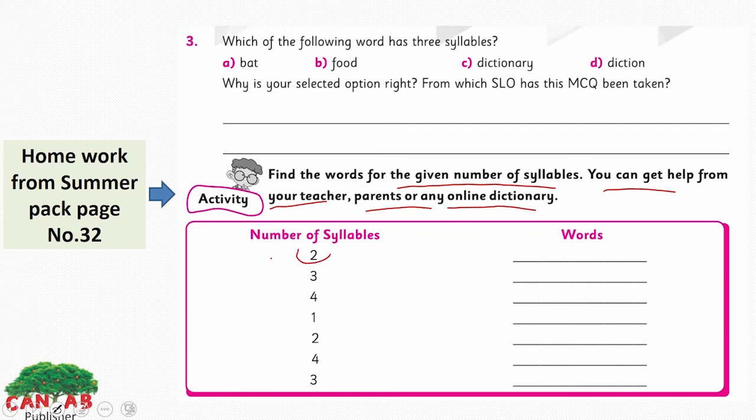So, 2 syllables, 3 syllables, 4. It can't be more than 4. You can find so many words with the number of syllables 2, 3, 4, 1, 2, 1, 4, 3. Just write the words with the number of syllables like this.